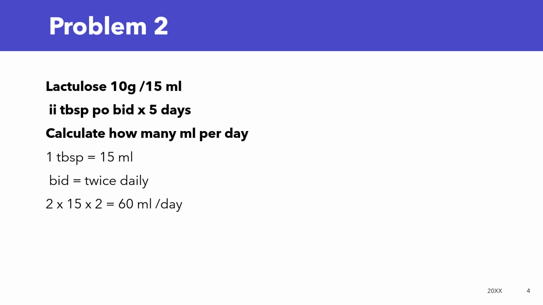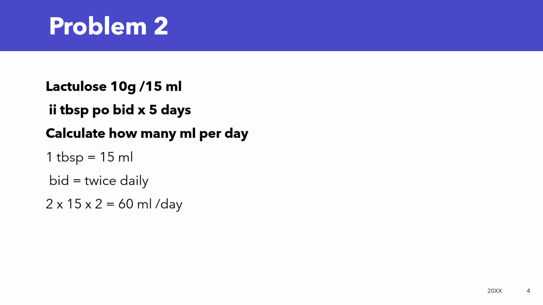So here, to calculate how many ml per day, it's going to be 2 times 15, because 1 tablespoon is 15 ml, times 2, because BID is twice a day. So that's going to be 2 times 15 times 2, that's 60 ml per day.